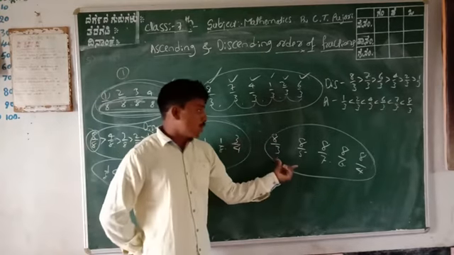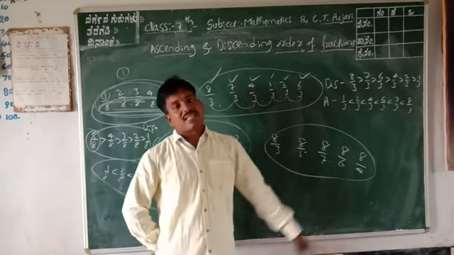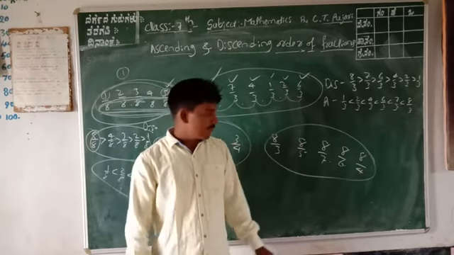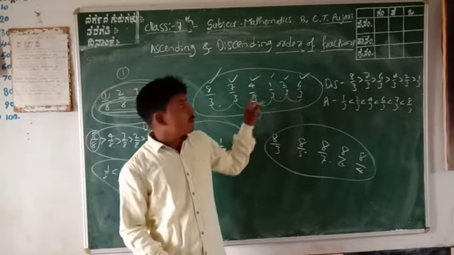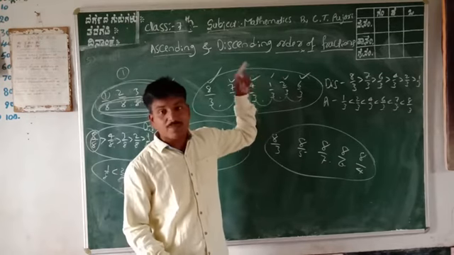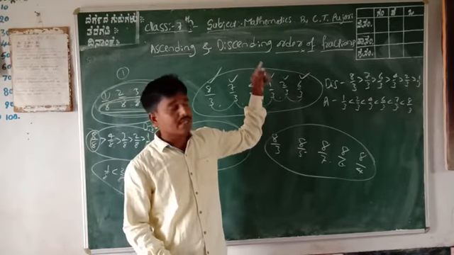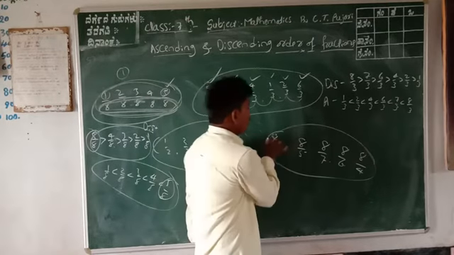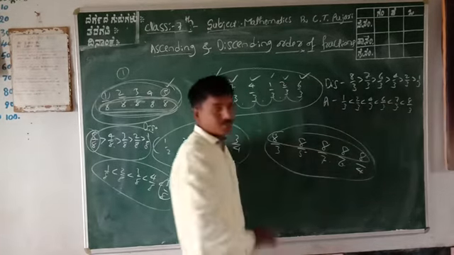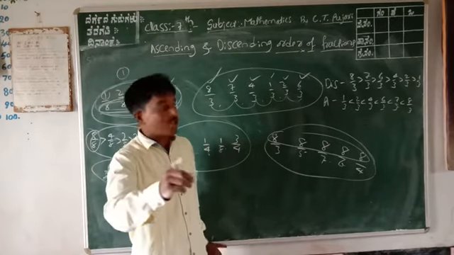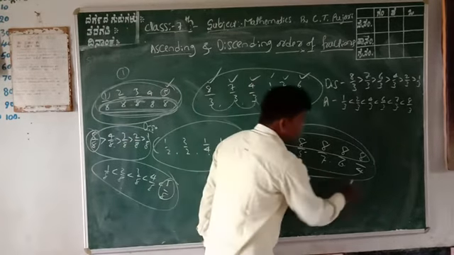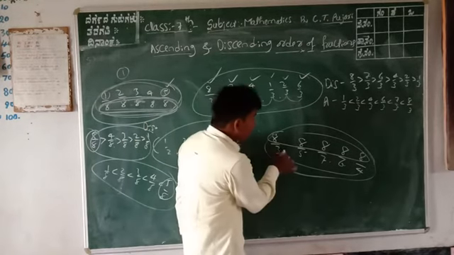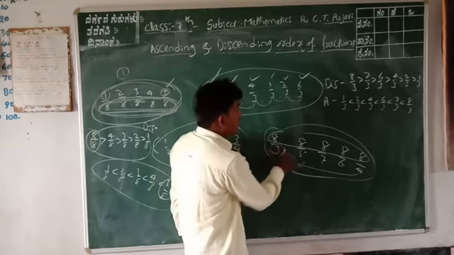In the third group, only the numerators are the same. When the numerators are the same, the order is reversed. When the denominators are the same, you compare only the numerators, and the bigger numerator is the bigger number. In the reverse case, the numerators are the same, so you compare only the denominators. Which one has the smallest denominator, that is the bigger number.